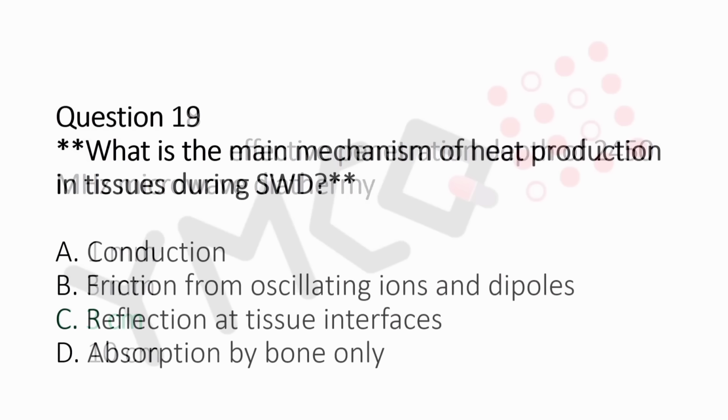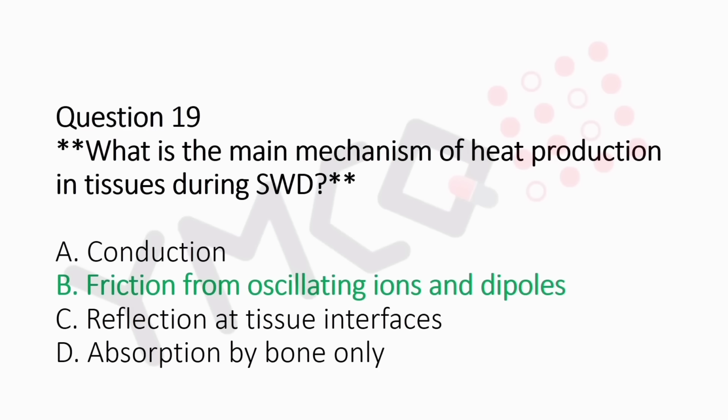Now let's move to question number 19. What is the main mechanism of heat production in tissues during SWD? Option A, conduction. Option B, friction from oscillating ions and dipoles. Option C, reflection at tissue interface. Option D, absorption by bone only. And the answer is option B, friction from oscillating ions and dipoles.